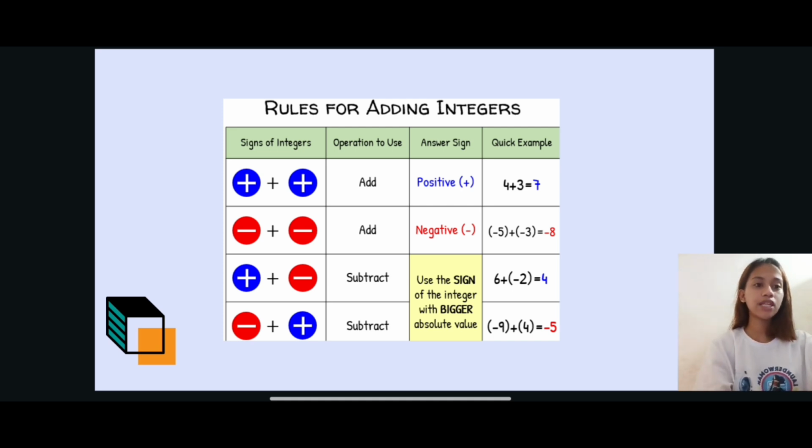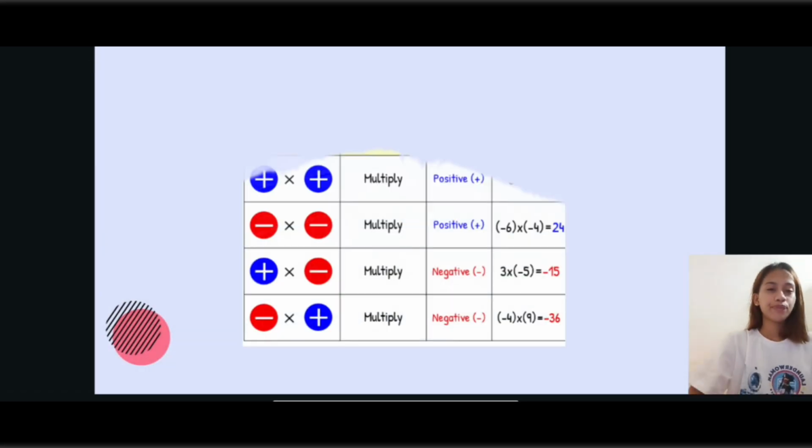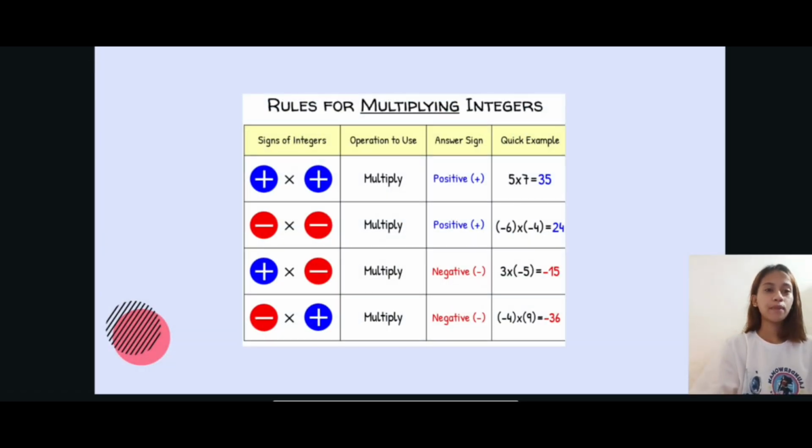So let's proceed to rules for multiplying integers. When the sign of integers is both positive, you're going to multiply, and the answer would be positive. So 5 times 7 equals 35, positive 35.